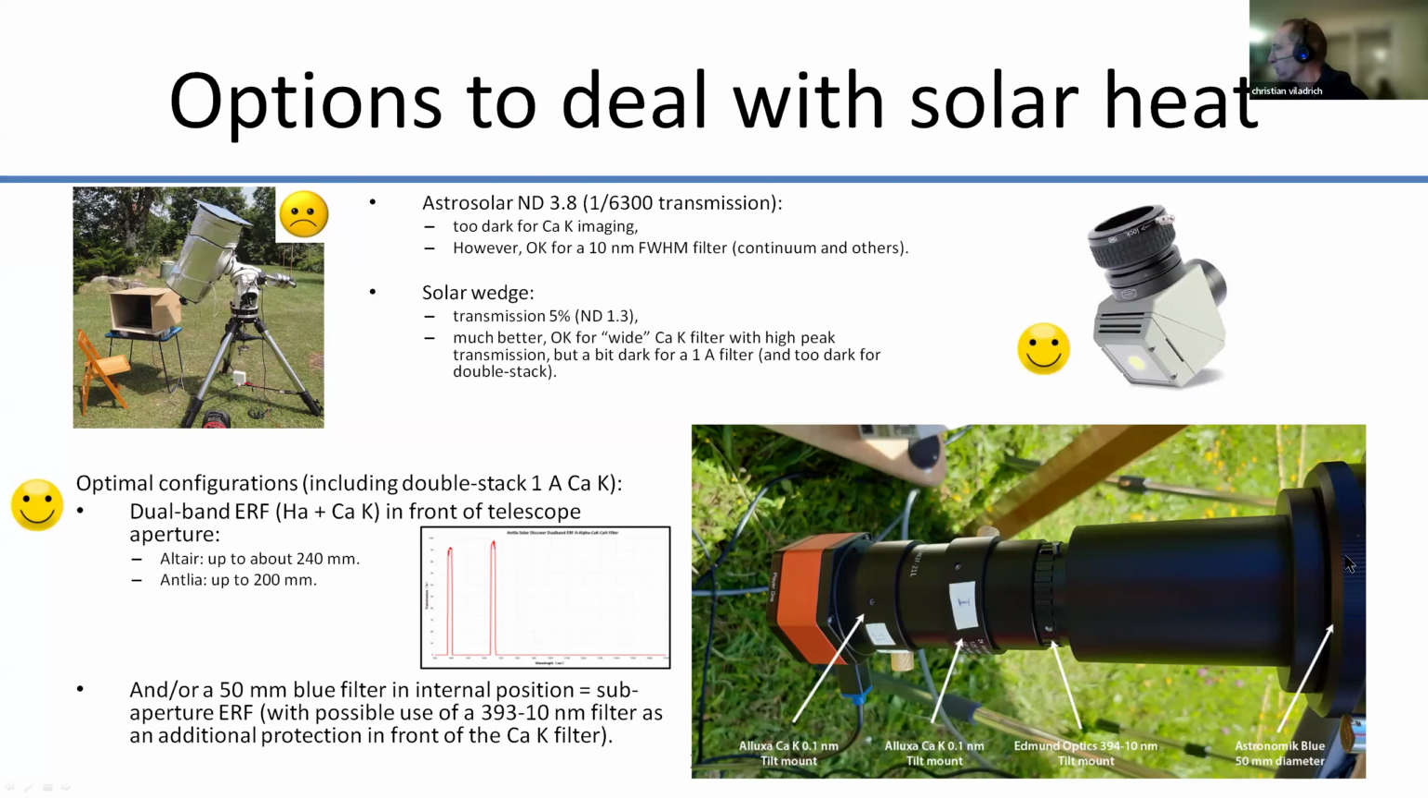So you see the setup, basically. No energy rejection filter in front of the lens, the objective of the refractor. A blue filter here to reduce the energy coming to the filter. Another filter here to further reduce the energy coming to the filters, and then the two calcium filters.